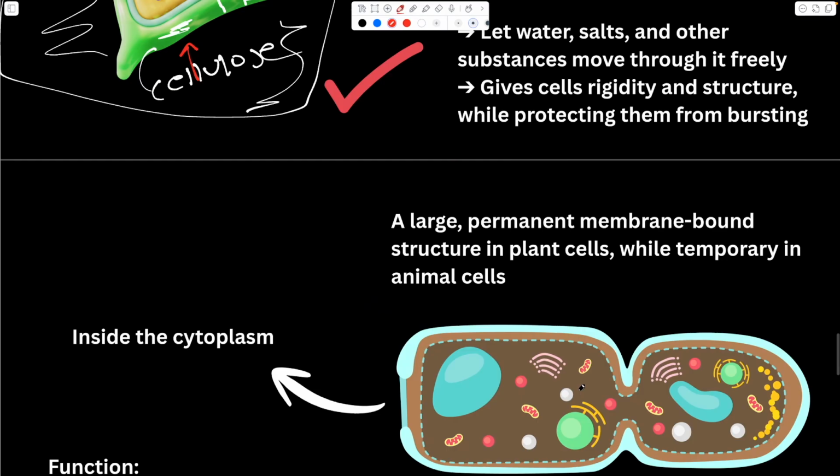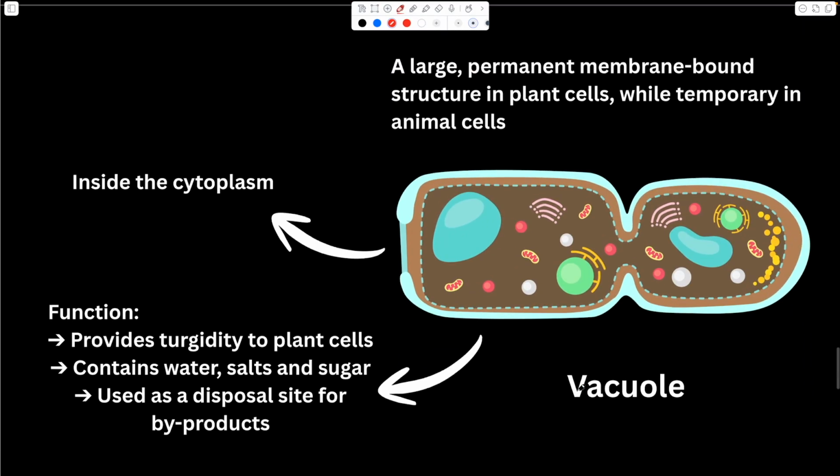Let's look at another structure, which is vacuoles. Vacuoles are this structure, by the way. Vacuoles are permanently present in plant cells, and are absent or temporarily present in animal cells. So where are vacuoles mainly found? It is found inside the cytoplasm. Of course, as you can see, all the organelles are found inside the cytoplasm, right? So what does it provide? It provides turgidity to plant cells.